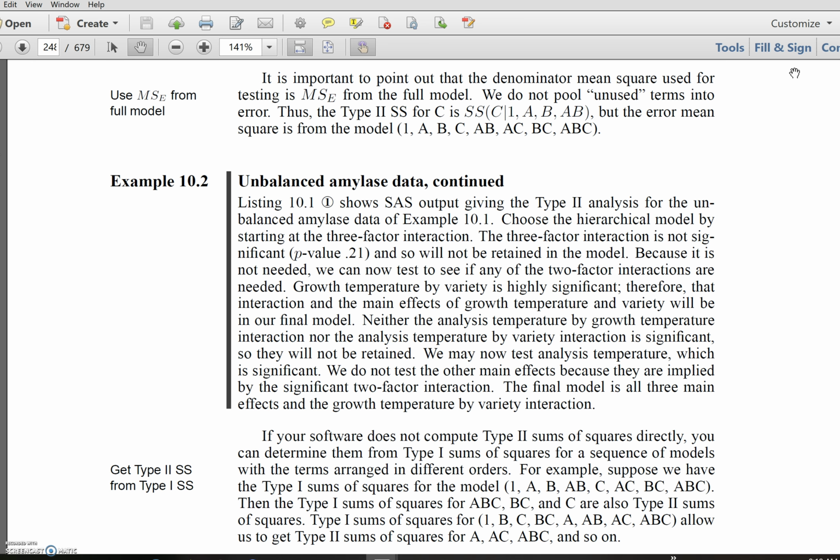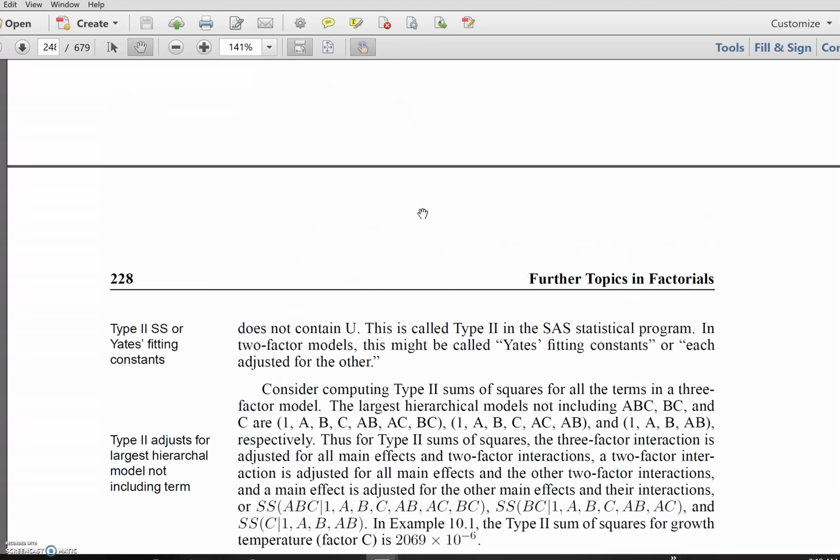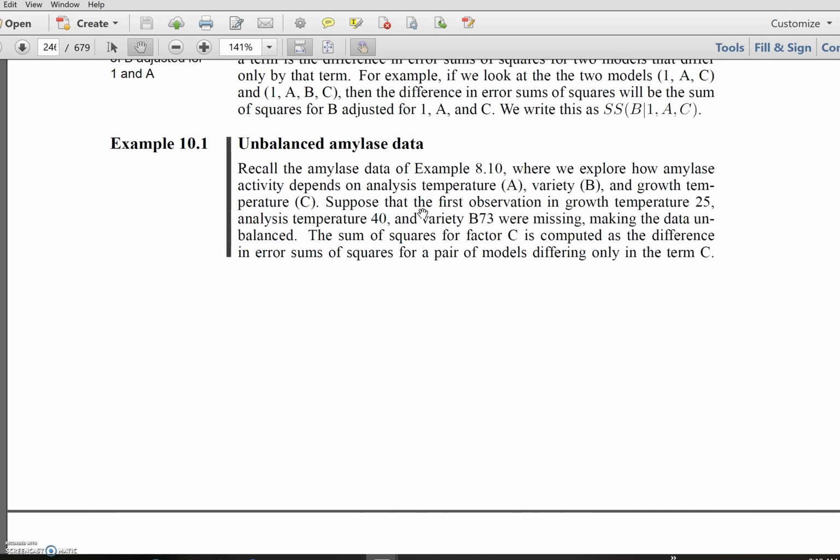So going back to the Amelie data, this is from an example previously, example 10.1 in the book. This is a three-factor model. If you recall, we had actually gone over this very briefly in class. Here's the original. It comes from chapter 8 originally, but we've got temperature, variety, and growth temperature. We had looked at this in class. It was somewhat complex, and so I said, well, we'll get back to this later.